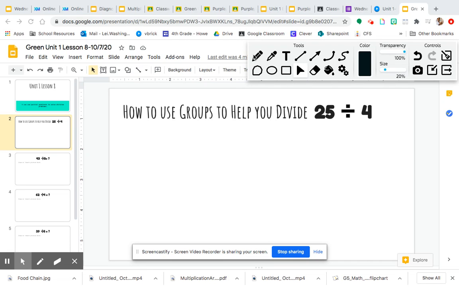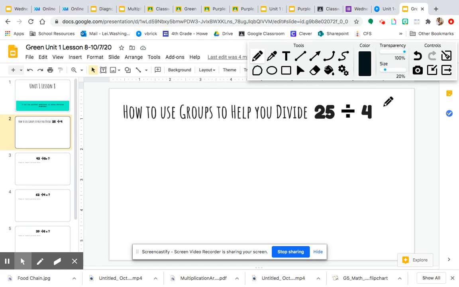Hi, fifth graders. Today I'm going to be showing you how to begin learning how to use partial quotient to divide. So here is our problem. We have 25 divided by 4, and we're going to start off by using groups to help us.